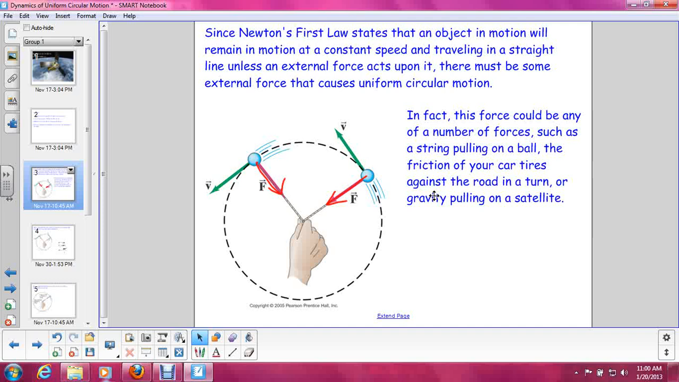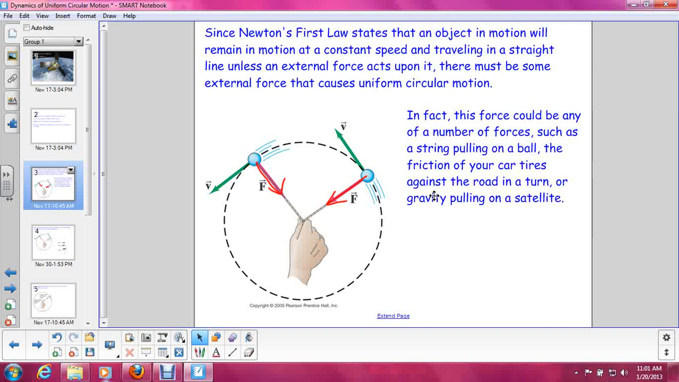It could be the friction of car tires against the road in a turn. So I'm sure all of you have been on a highway on-ramp or off-ramp that is a great big circle. There is a force there keeping the car turning in a circle. If there were no force there, the car would keep going in a straight line at a constant velocity, and you would get in a car accident. And that's exactly what happens when there's too much snow and ice on the road.